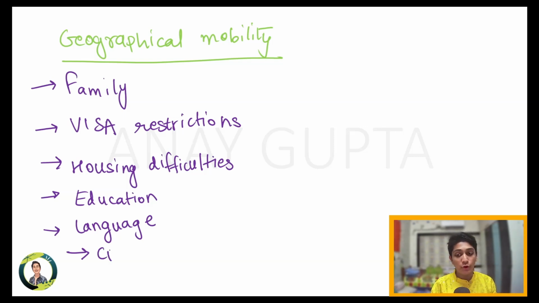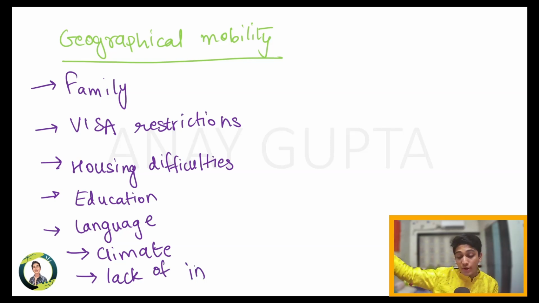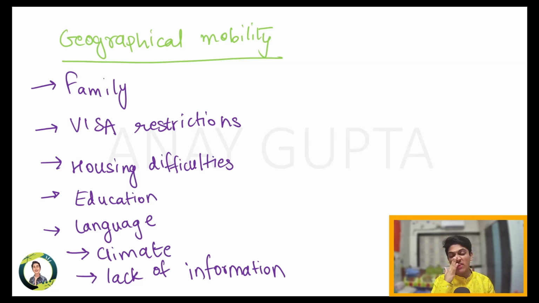Another problem could be the climate. I cannot live in a very cold climate, so I do not want to go there. Okay, there can be lack of information. I don't know that a job opportunity exists in Spain, so how am I going to apply for the job and get that job? Right? So there can be n number of reasons why a person might not want to move. So usually we say that labor is geographically immobile and occupationally immobile.